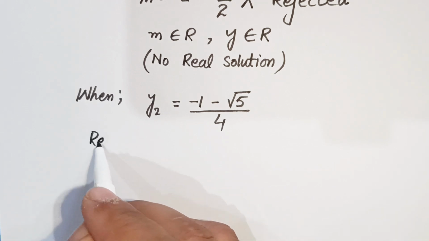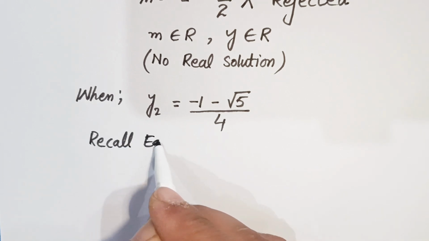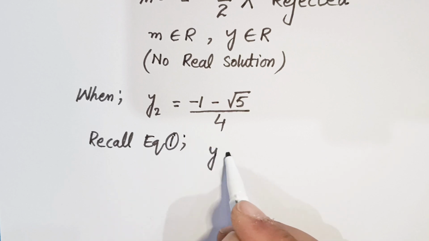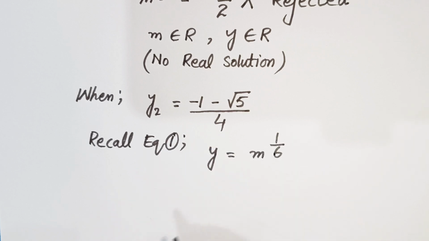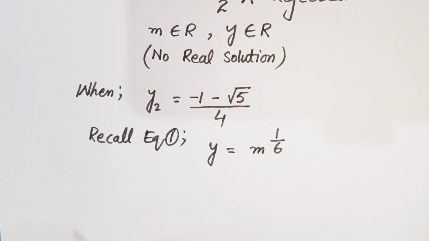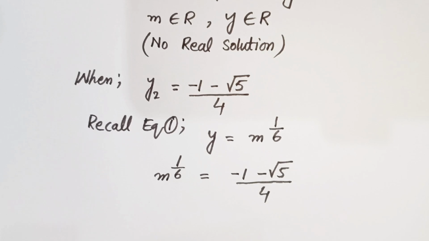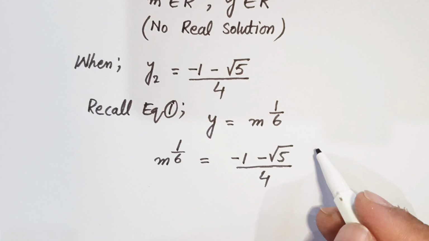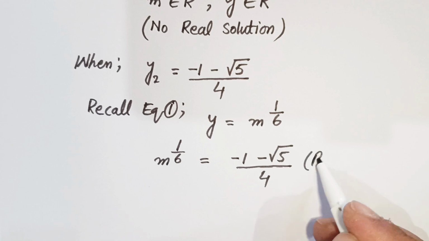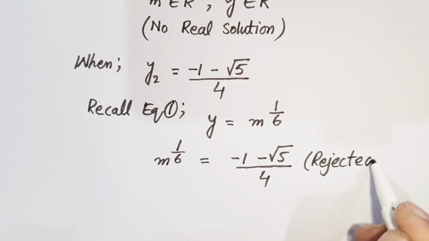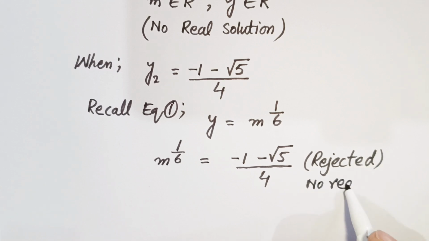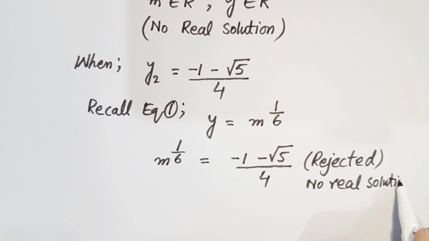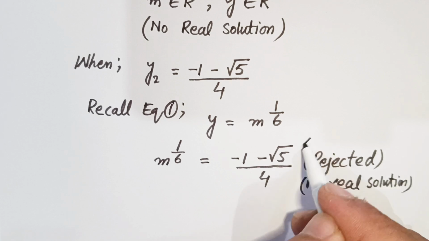Here, recalling our equation 1, y is equal to m to the power 1 over 6. Here we have m to the power 1 over 6 is equal to minus 1 minus square root of 5 all over 4. So here we see that in this case m is also not real. So y is not real, then we are going to reject this value as well because there is no real solution. So now it is cancelled.